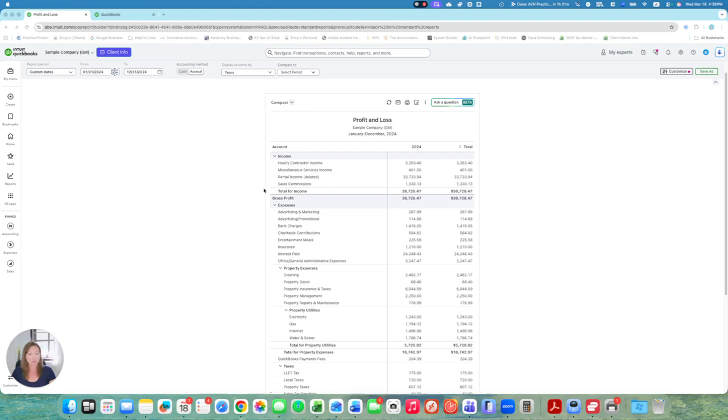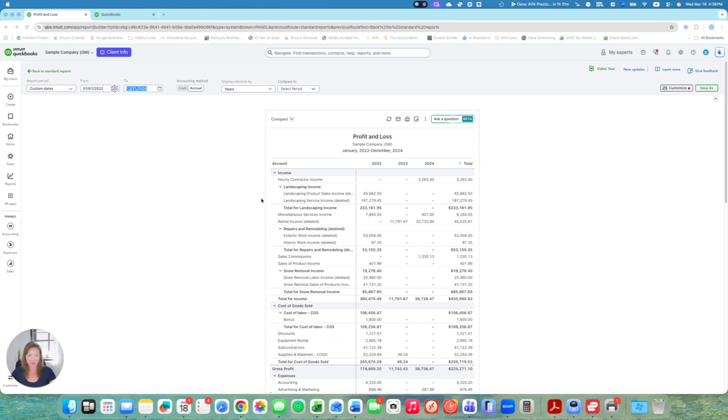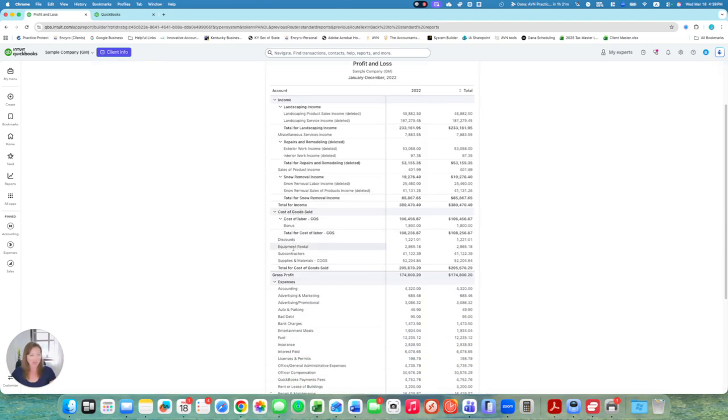So I'm going to back up to another year on the sample company that actually has information in here that gives us a gross profit. So let's move these dates back to 2022. Okay, so here we have the cost of goods sold for this company, this sample company here.